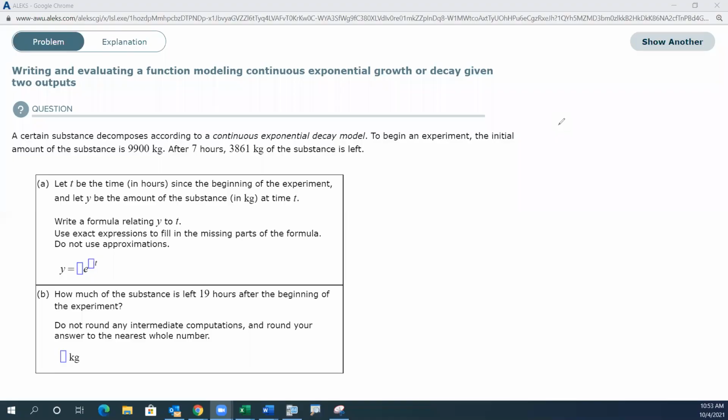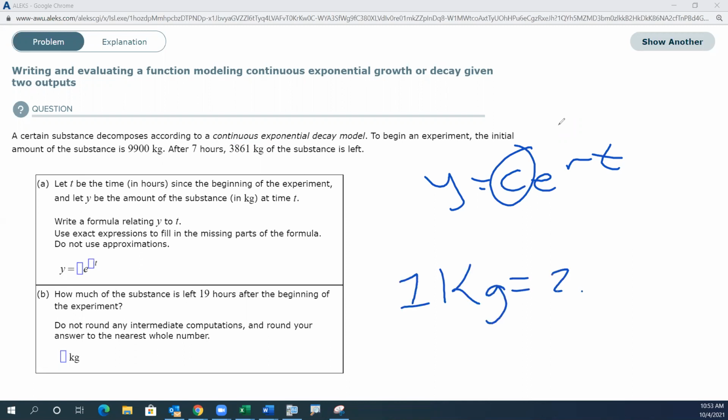Okay, last one. A certain substance decomposes according to a continuous exponential decay model. I'm thinking y equals CERT. To begin an experiment, the initial amount of the substance, I'm talking about C, is 9,900 kilograms. How heavy is a kilogram in Earth's gravitational field? Well, it's about 2.2 pounds, a little over 2 pounds. Okay. All right, so after 7 hours, there's 3,861 kilograms of the stuff left. Sweet.